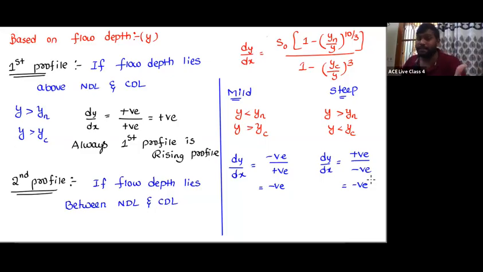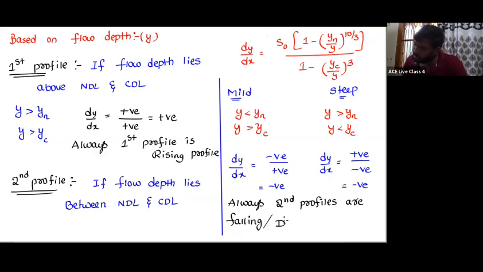And can I say whether it is a mild slope or steep slope, always second profiles are falling or drawdown profiles. Whether you take mild slope or steep slope or critical slope.